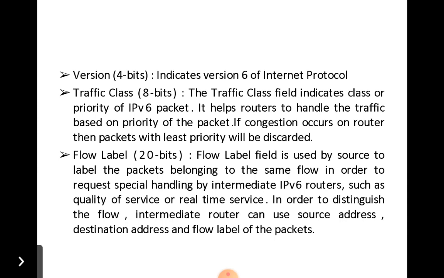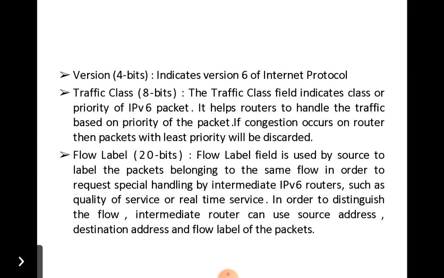Second is traffic class. It is 8 bits long. The traffic class field indicates the class or priority of the IPv6 packet. It helps routers handle the traffic based on the priority of the packet. If congestion occurs on a router, then the packet with the least priority will be discarded.